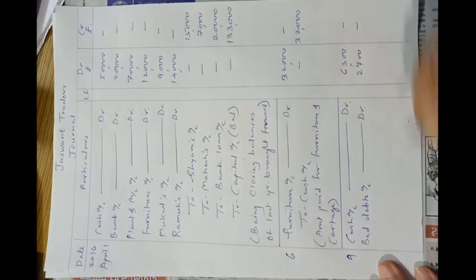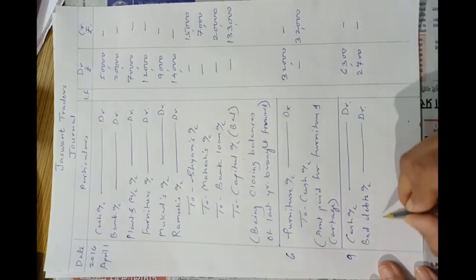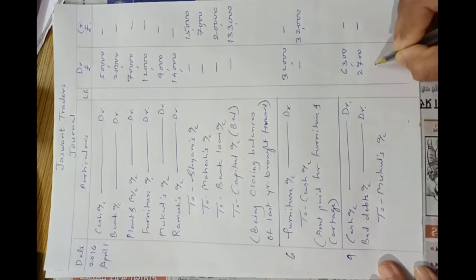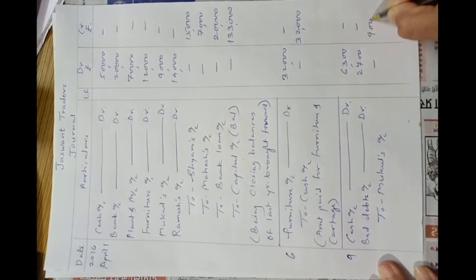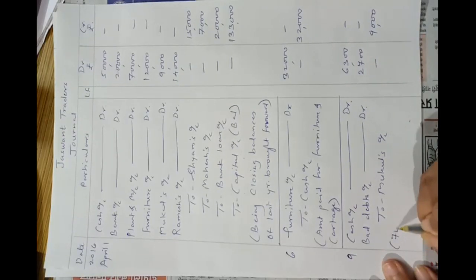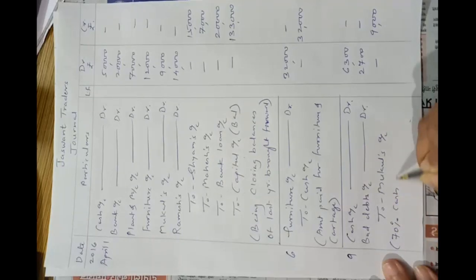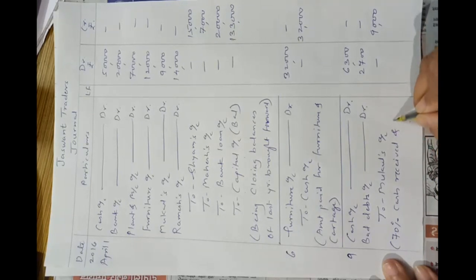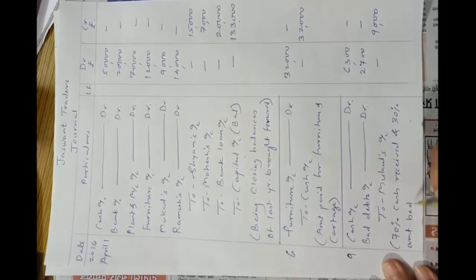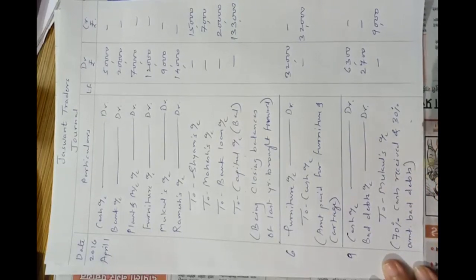We have done working on this. To Mukul's account 9,000, and 70% cash received and 30% amount bad debts. This will be the narration.